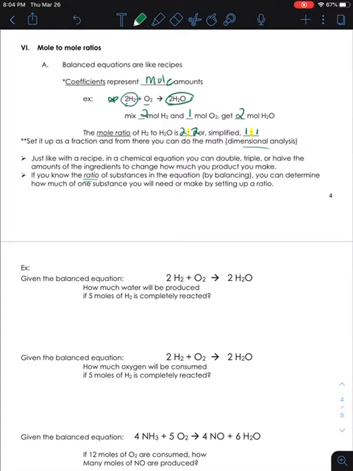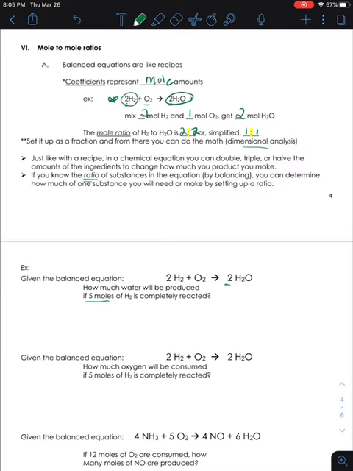So let's do a couple of examples here. Very similar to what we just discussed, we have the balanced equation, the synthesis of water. We're able to look at this and ask, how much water will be produced if 5 moles of H2 are completely reacted? So we have to be mindful now, okay, wait a minute, we have to set up some kind of ratio. So let's do that, okay?